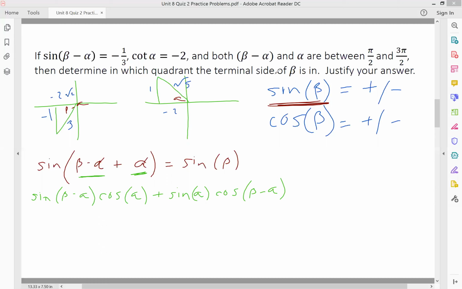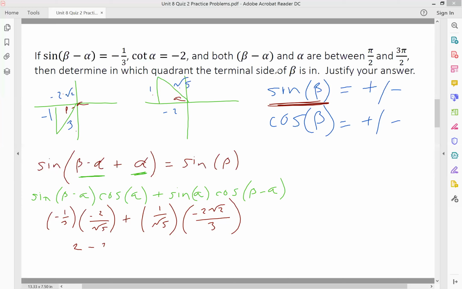All right, sine of beta minus alpha is opposite over hypotenuse, so that's negative 1/3. Cosine of alpha is adjacent over hypotenuse, so that's negative 2/5. Sine of alpha is opposite over hypotenuse, so that's 1/5. And cosine of beta minus alpha is adjacent over hypotenuse, which is negative 2√2/3. We add those together and we get positive 2, because negative times negative is positive, minus 2√2 over 3√5.